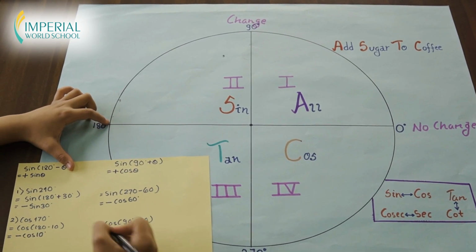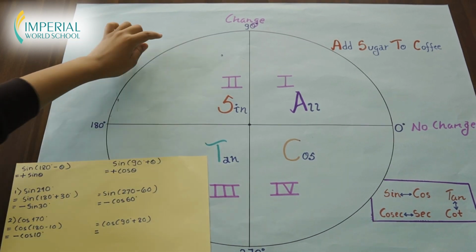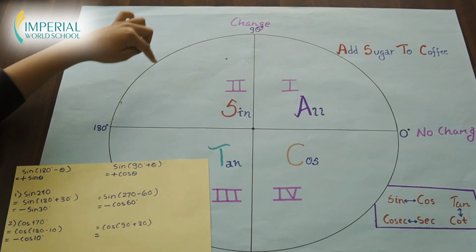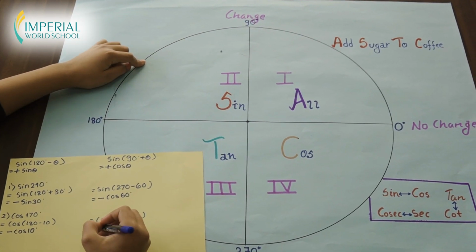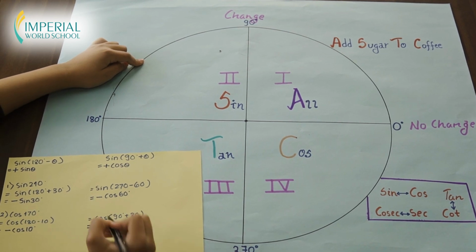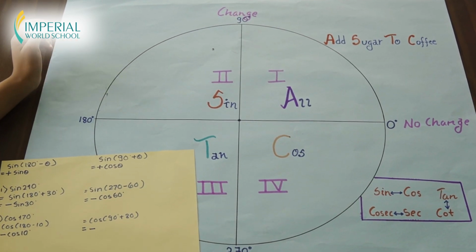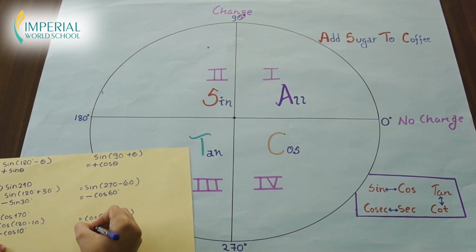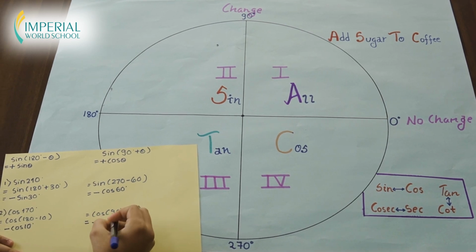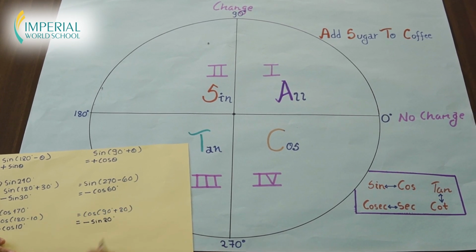Now solving it using the second one, cos of 90 plus 80 means that it lies in the second quadrant. In the second quadrant, cos is negative, so it's going to be minus. However, 90 is a change of axis, so cos is going to change to sine. So our final answer is minus sine 80 degrees.